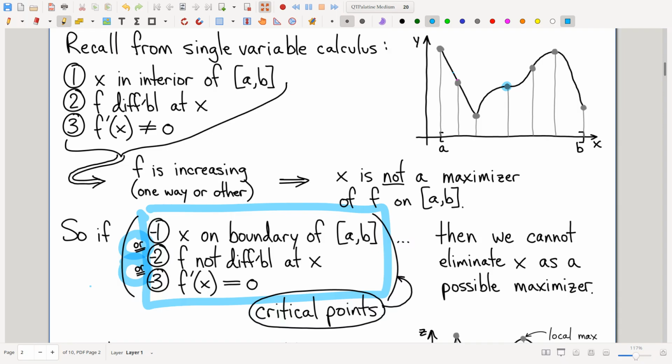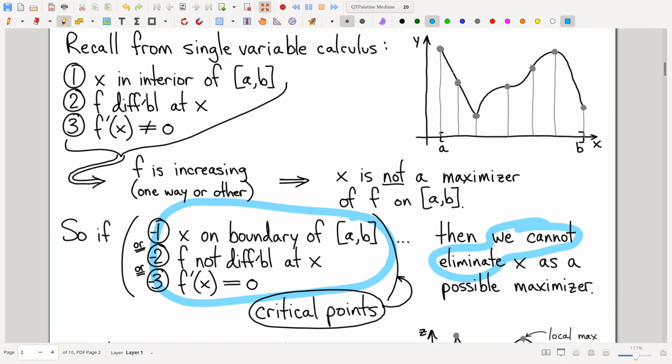And here's where the misunderstanding happens. A lot of people mistakenly think that if you find a point that satisfies one of these three conditions, then you've found a maximizer, or you've found a minimizer, or it would have to be one or the other. And it doesn't. These are just the points that we can't eliminate. These are the points where we have to confess, I have no idea what's going on there. So we don't get to conclude anything.